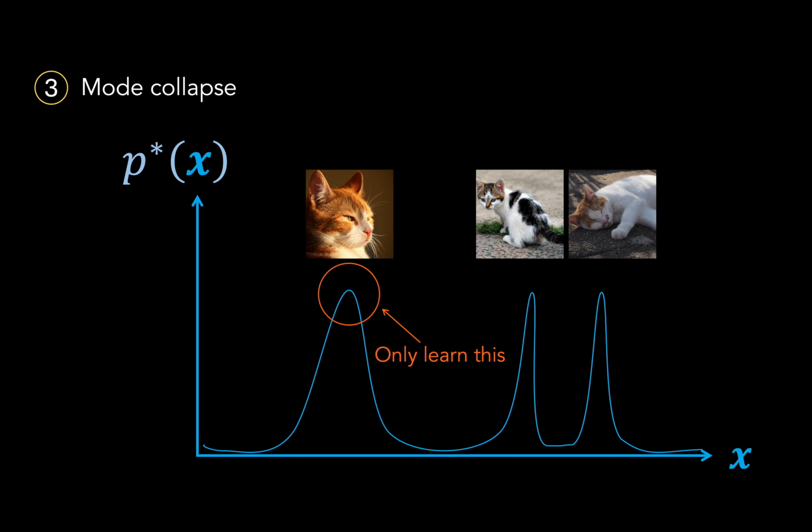Now, this is a common problem in GANs, and it's usually referred to as mode collapse, because in generative modeling, we're trying to capture the modes of a target distribution, but in this case, we're capturing just one of these modes.